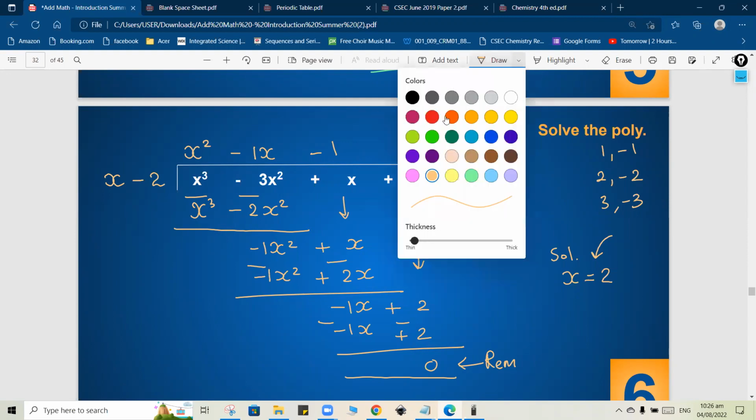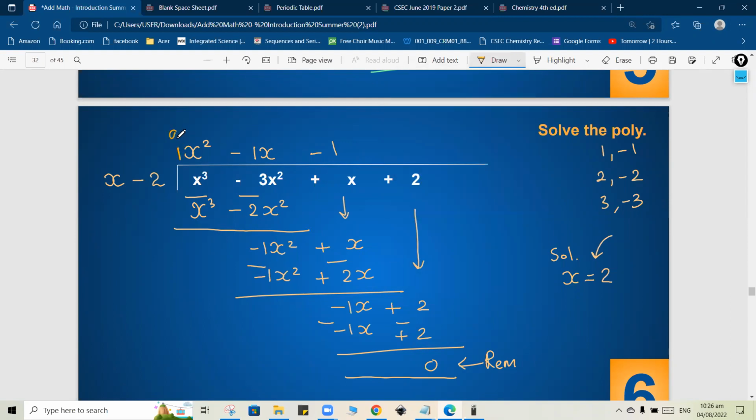Solve this quadratic now. Remember, a would be 1 here. So a is 1, b is -1, and c is also -1.